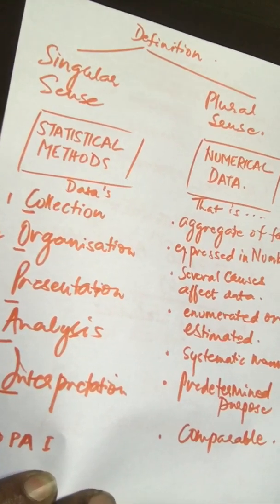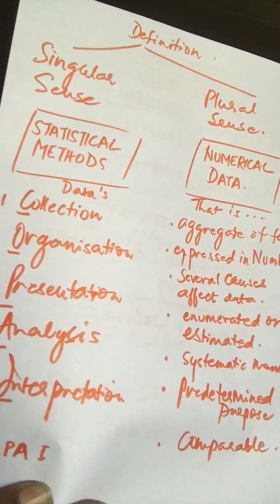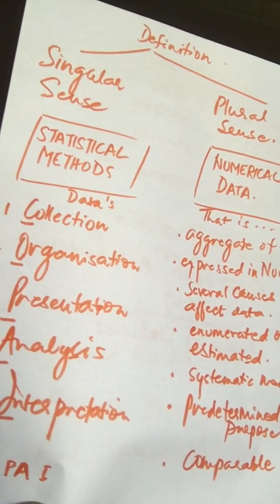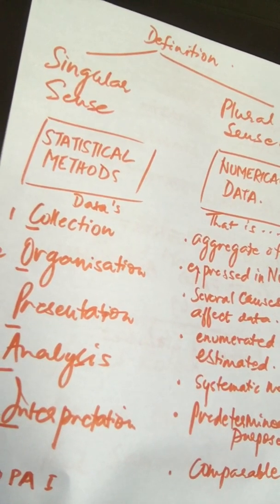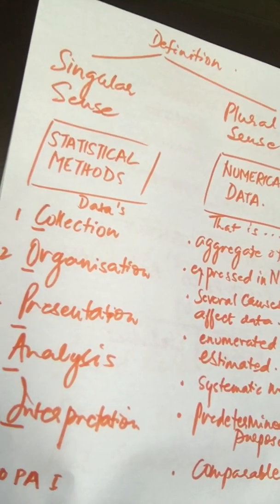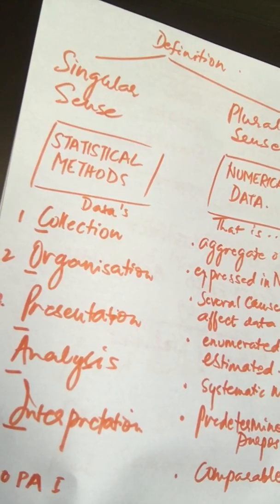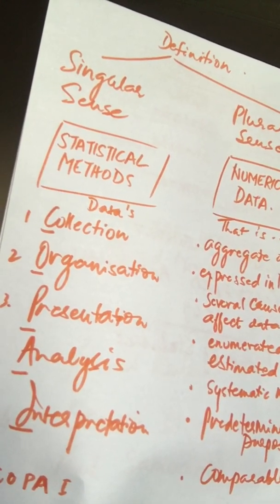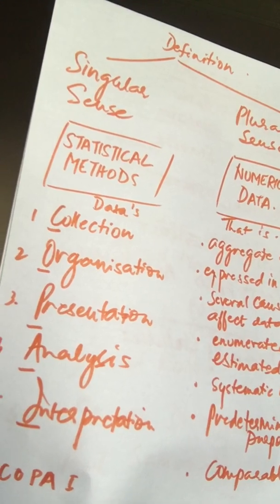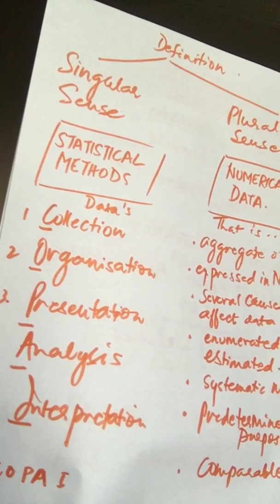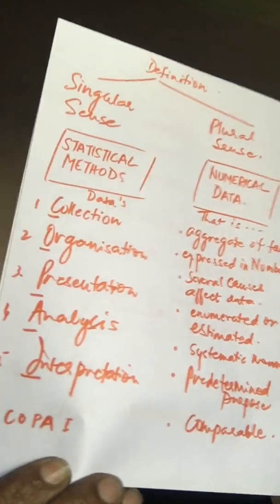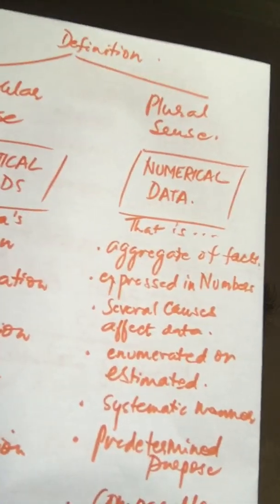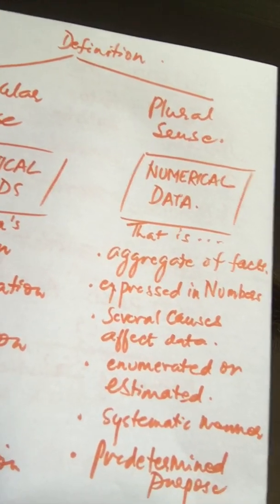Now I'm just going to read out the definition by Horace Secrist. He says, aggregate of facts affected to a marked extent by multiplicity of causes, numerically expressed, enumerated or estimated according to reasonable standard of accuracy, collected in a systematic manner for a predetermined purpose and placed in relation to each other. So what is the purpose that you're collecting this data after all? This was the plural sense.